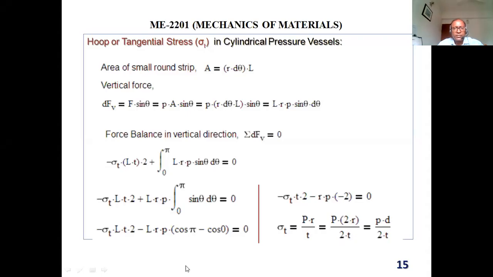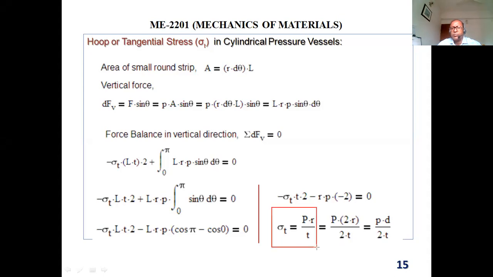Okay, so far what we did, we considered a cylindrical pressure vessel, right? Subject to uniform pressure. And we figured out what will be the stress in the cylinder.